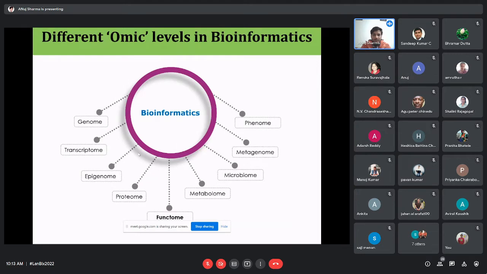You may be aware of the different omic levels in bioinformatics: phenome, metagenome, microbiome, metabolome, functionome, proteome, epigenome, transcriptome, genome. We are working on different aspects of omics. These are our target areas, and we have been working in these fields since 2013, as Prashant told. We have worked in collaboration with different organizations, and Prashant is also included as a collaborator and as my mentor.